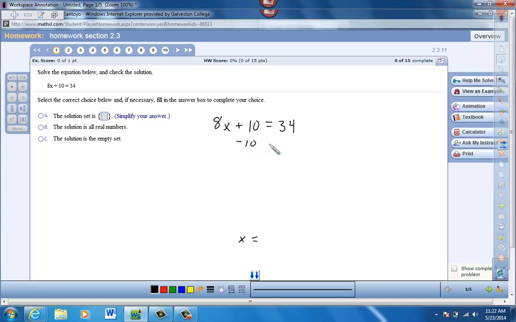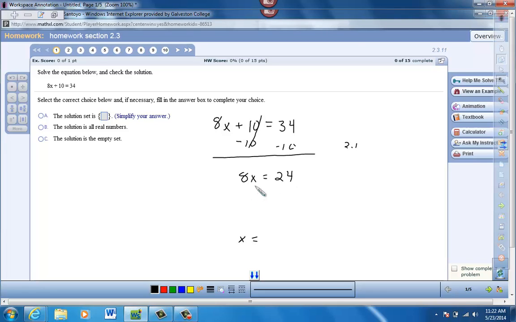And what you do to one side of the equal sign, you do to the other side of the equal sign. So you see a positive 10 minus 10, that cancels out. We're left with 8x equals, with 34 minus 10 is 24. So you see that right there being reviewed from 2.1.